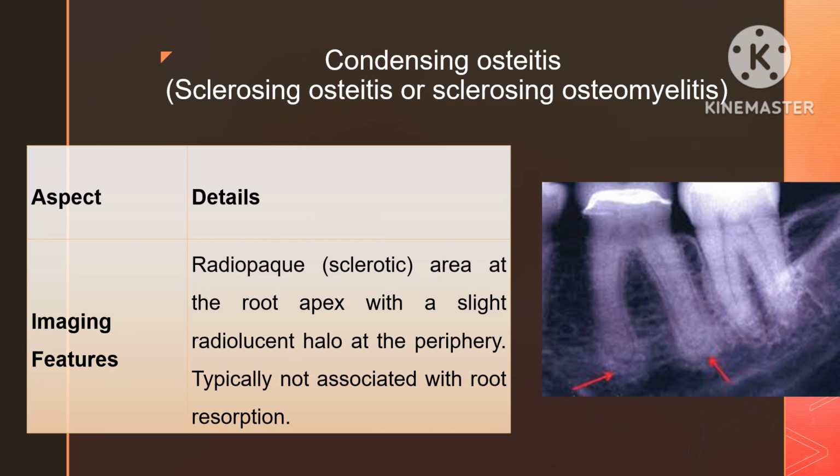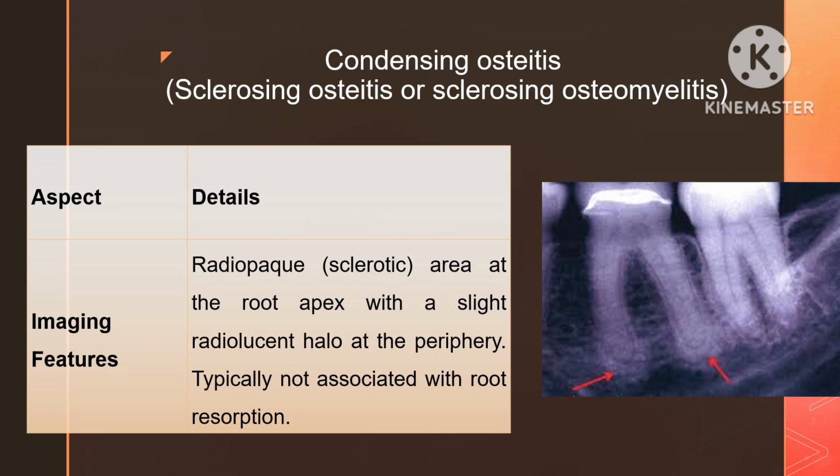Clinically, it is an asymptomatic lesion, but it can sometimes be associated with mild discomfort in some cases. This condition is often discovered incidentally on routine radiographs. Radiographic features: it appears as a well-defined radiopaque area surrounding the root apex of the affected tooth. There might be a slight radiolucent halo at the periphery, which helps differentiate it from other lesions like cementoblastoma.